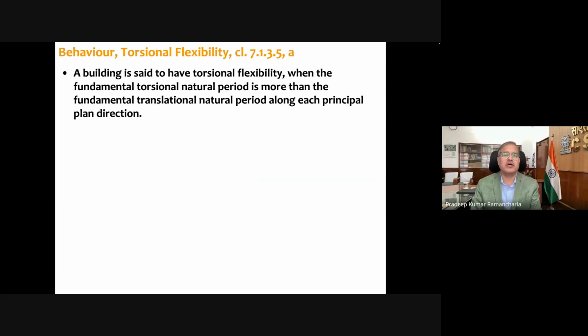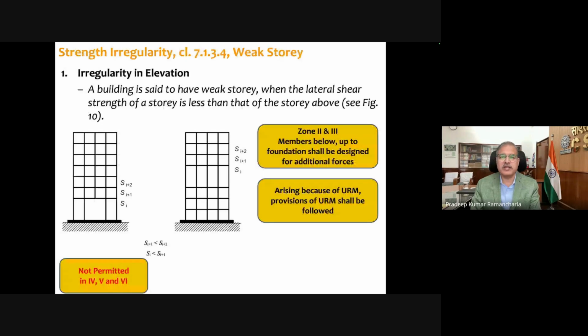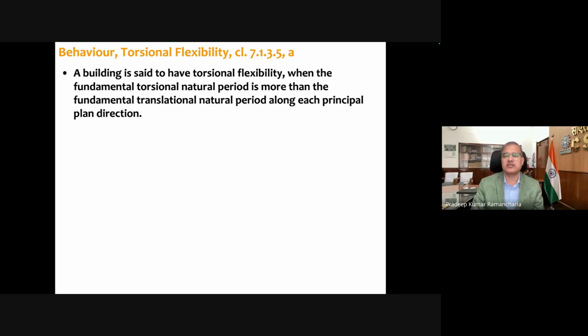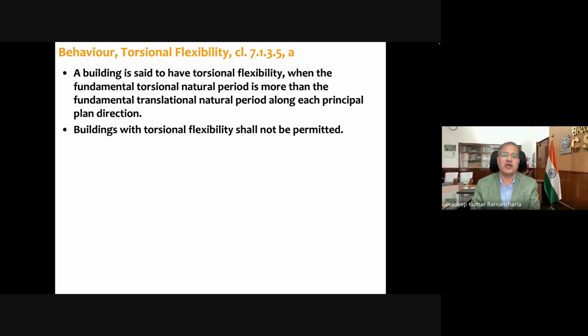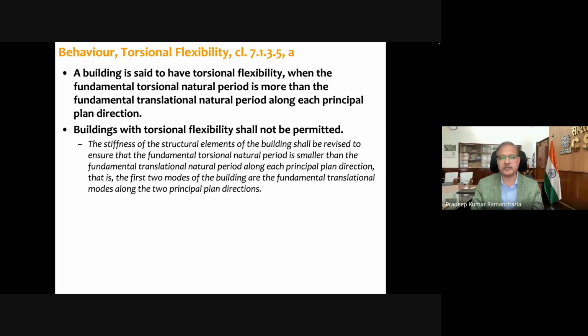Then coming to behavior, that is torsional flexibility. What does the code say? When do we say torsional flexibility is there? If the torsional mode is higher than the translational mode, then it is said to have torsional flexibility. A building with torsional flexibility, clearly the code says that it is not permitted. And what we have to do is change the configuration such that it falls into the permitted category.